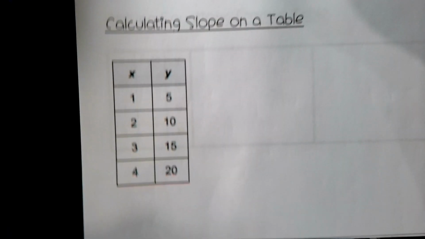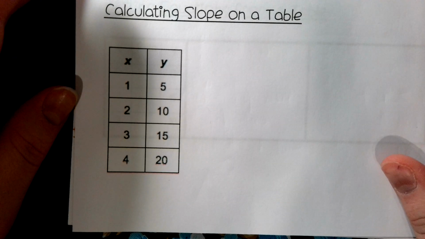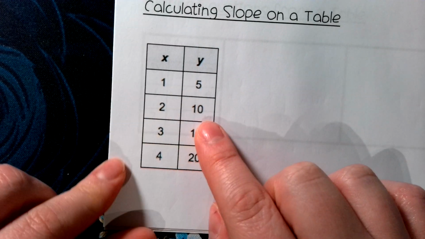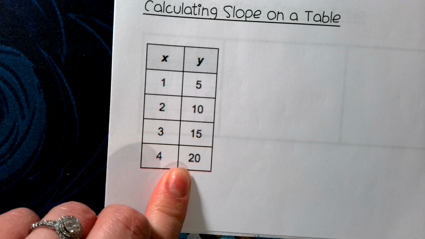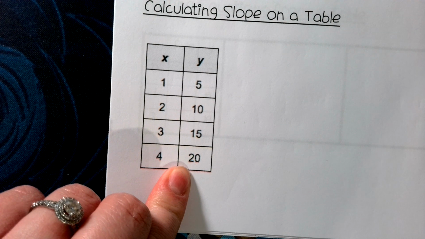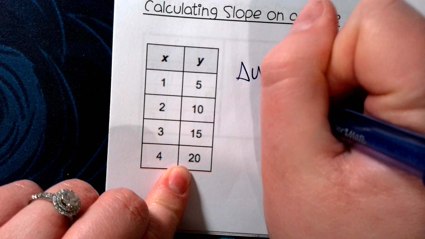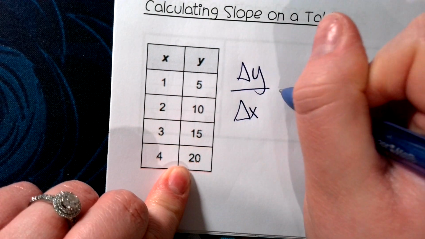Now we're going to calculate slope on a table. A table is not a graph. This is a graph. This is a table. It's not rise over run here. There's no lines to do that on. To calculate slope on a table, remember it's delta y over delta x.